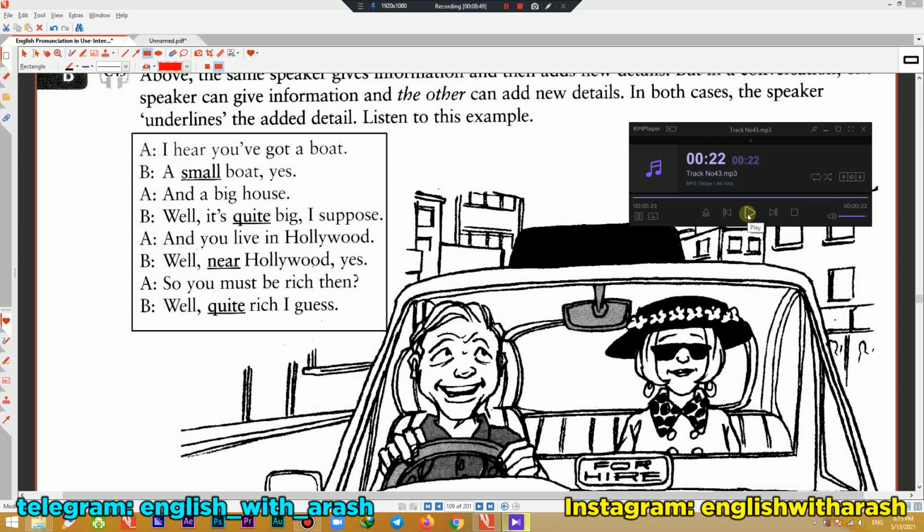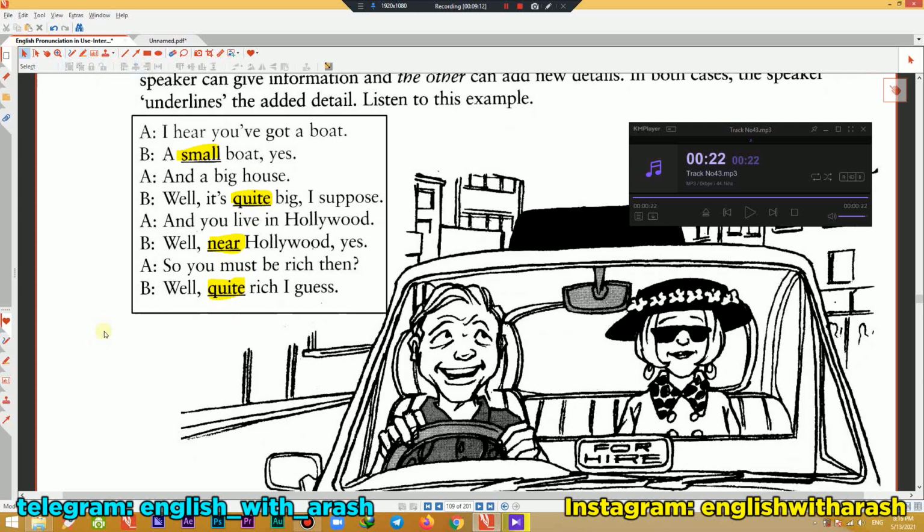Not extremely rich. So you see that these underlined words are very important to be pronounced louder, because that's the main point the woman is trying to get across to the man. So that's why these highlighted words that are also underlined are pronounced louder.